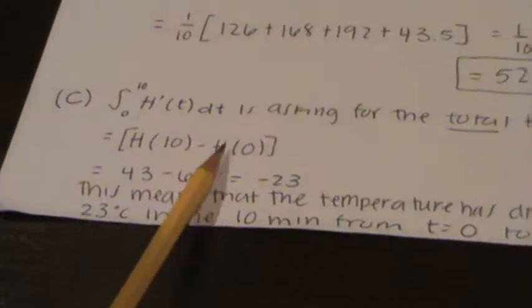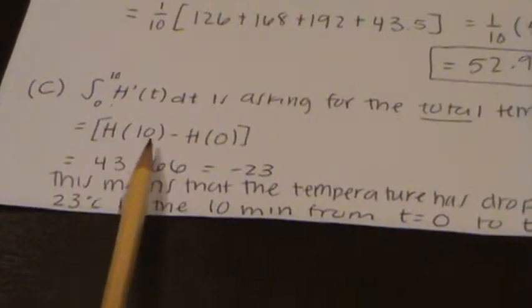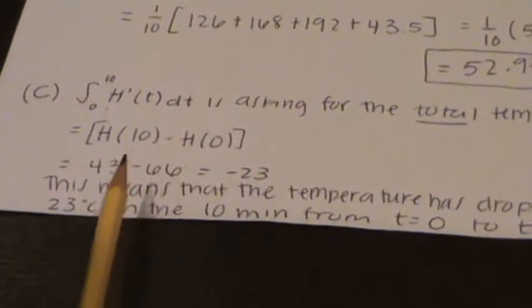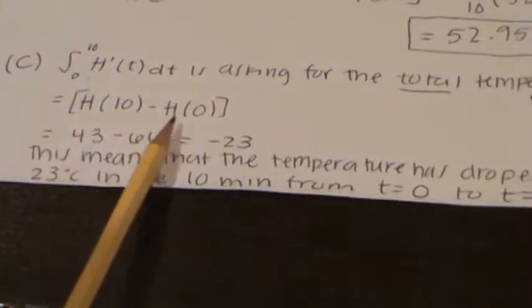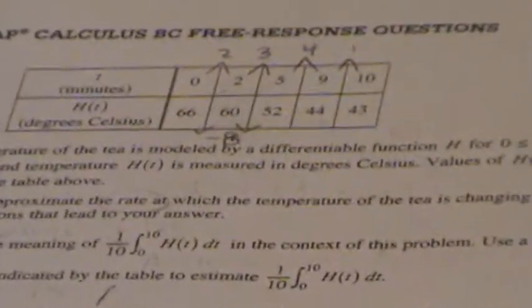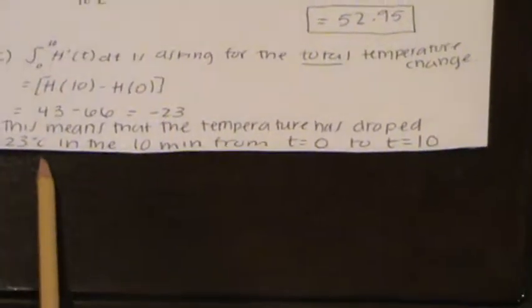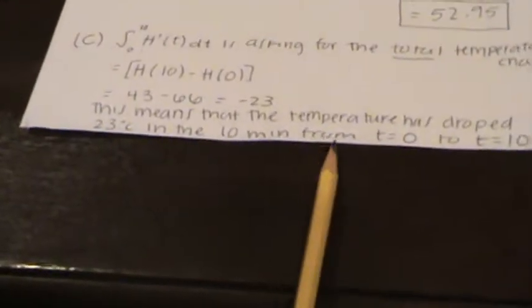just means H of b minus H of a. So in this case, it's H of 10 minus H of 0. You can look at the chart and find your values at these times. So H of 10 is 43 and H of 0 is 66. So 43 minus 66 equals negative 23, which means that the temperature has dropped 23 degrees Celsius in the 10 minutes from t equals 0 to t equals 10.